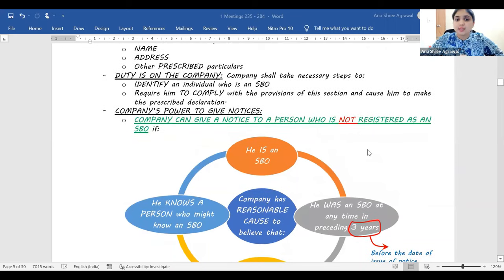Okay, now listen, we are putting a duty on the company. Company, you don't wait for SBO to come and make a declaration. You also put in the effort. You try to identify individuals who are SBOs and you ask them to comply with the provisions of the section.